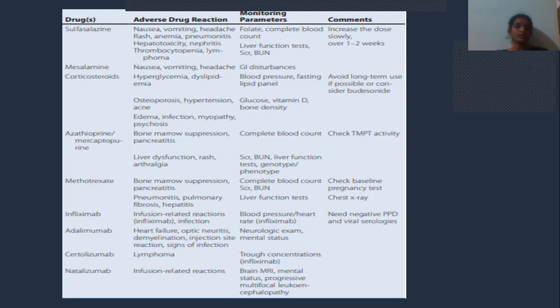And then infliximab causes infusion related reactions, that means decreased response after using infliximab for a longer duration. So we have to check blood pressure and heart rate regularly. And then adalimumab causes heart failure, optic neuritis, demyelination, and injection site reaction. That means when we are giving this injection, it causes some kind of rash there. So we have to check, and also rule out signs of infection. And then certolizumab causes lymphoma. So we have to check the concentrations of infliximab in the blood when we are giving certolizumab.